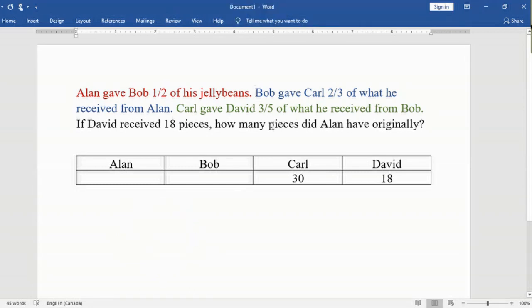Okay, so the blue sentence states that Bob gave Carl 2/3 of what he received from Alan. Carl received 30 jelly beans, or 30 pieces. So those 30 pieces must be 2/3 of what Bob received from Alan. We'll draw another circle to represent the thirds. There, again, these will not be equal, but they're still thirds that I'm trying to represent.